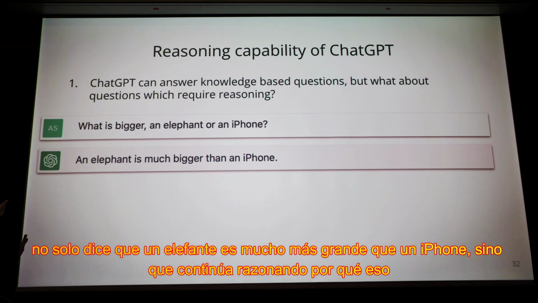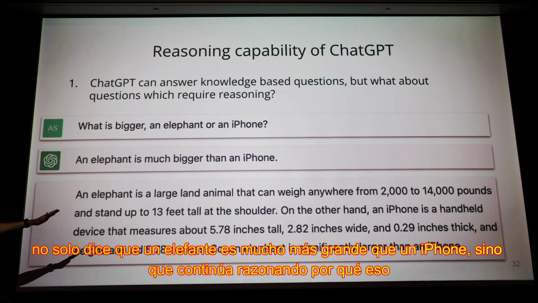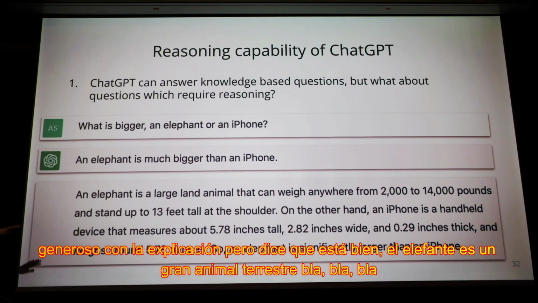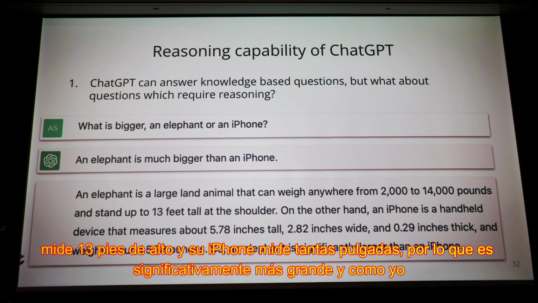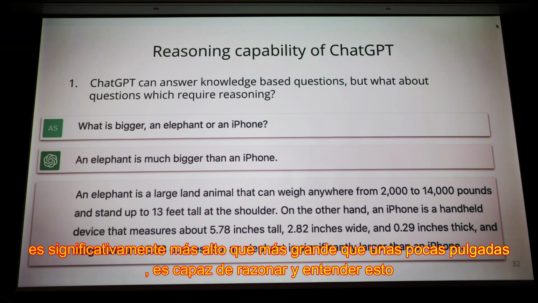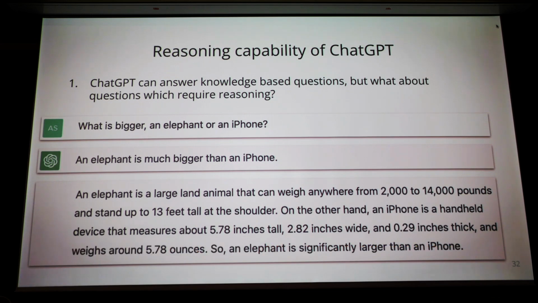So now, not only does it say an elephant is much bigger than an iPhone, it continues to reason why that is the case. It's being very generous with the explanation, but it says an elephant is a large land animal, it's 13 feet tall, and your iPhone is these many inches, so it's significantly larger. I think the word significantly here is important because it also realizes that 13 feet is significantly larger than a few inches. It's able to reason and understand this.